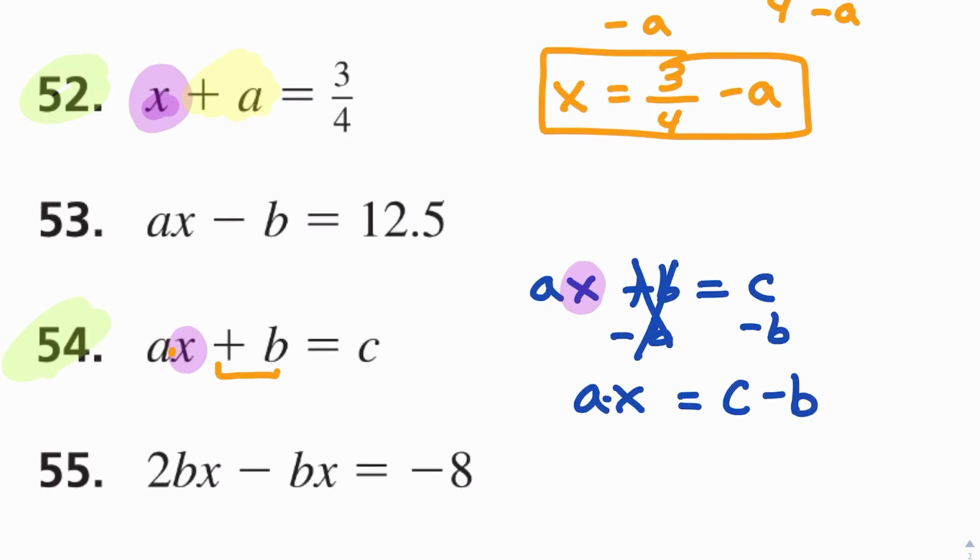Now, how would I undo multiplying x by a? Because I just want to get x alone. Well, I would divide by a. So those would cancel. So I have x should equal whatever c was minus b, divided by a. And that's our final answer.